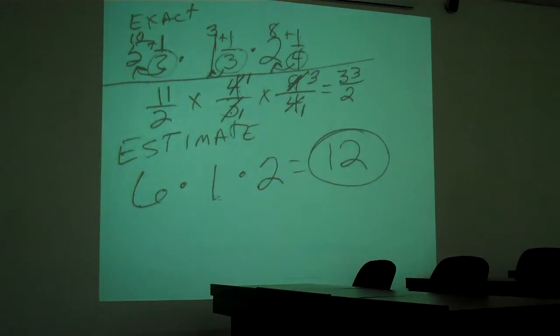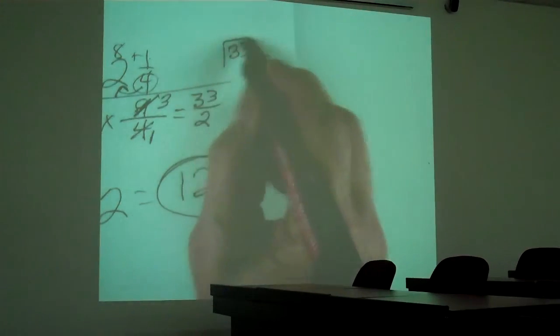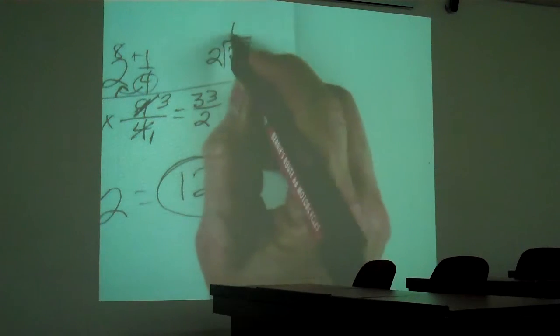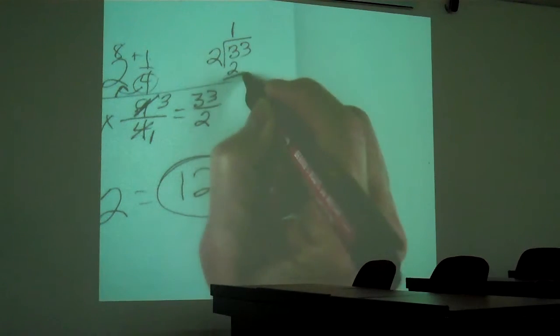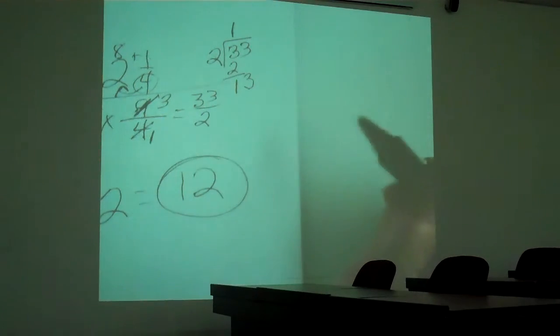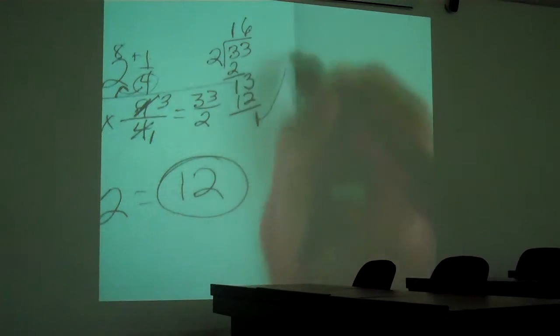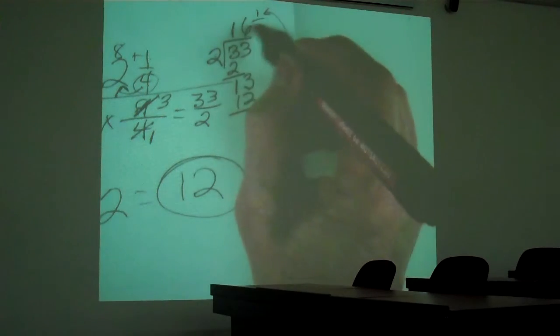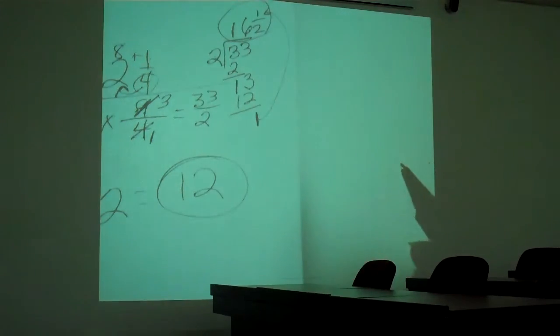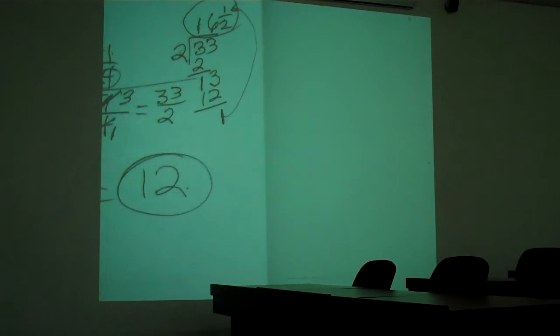Then we need to turn that into a mixed number. 33 divided by 2. There's 1 times 2 is 2. Subtract. Bring our 3 down. 2 into 13. 6. 6 times 2 is 12. 1 left over. So 1 goes on top, 2 on bottom. There's our exact, and here's our estimate. Got that one right. Okay?